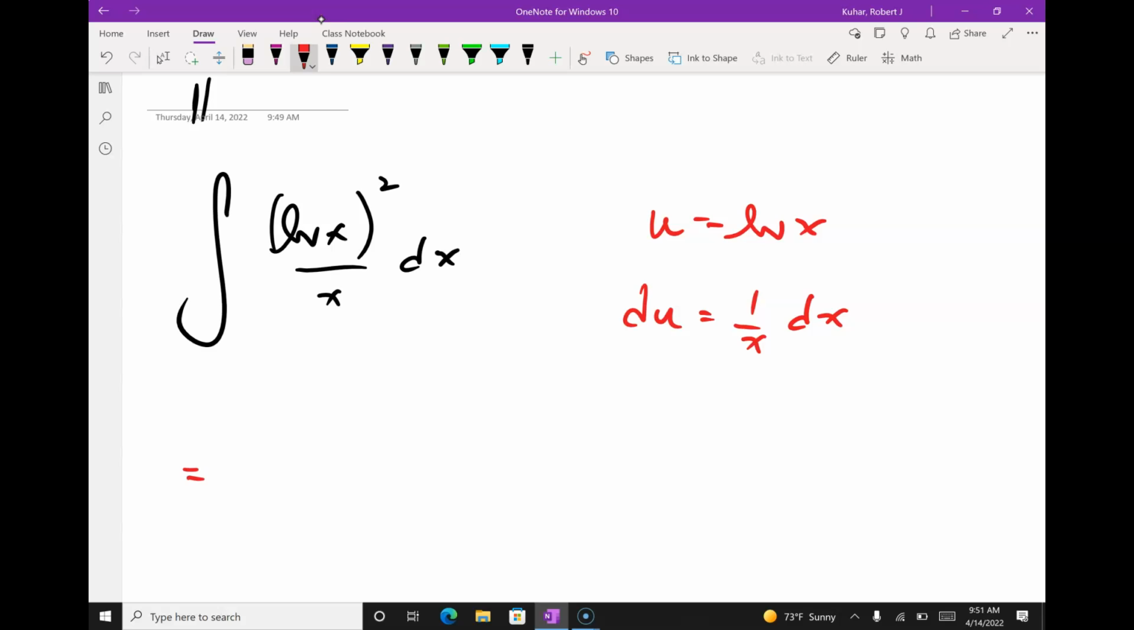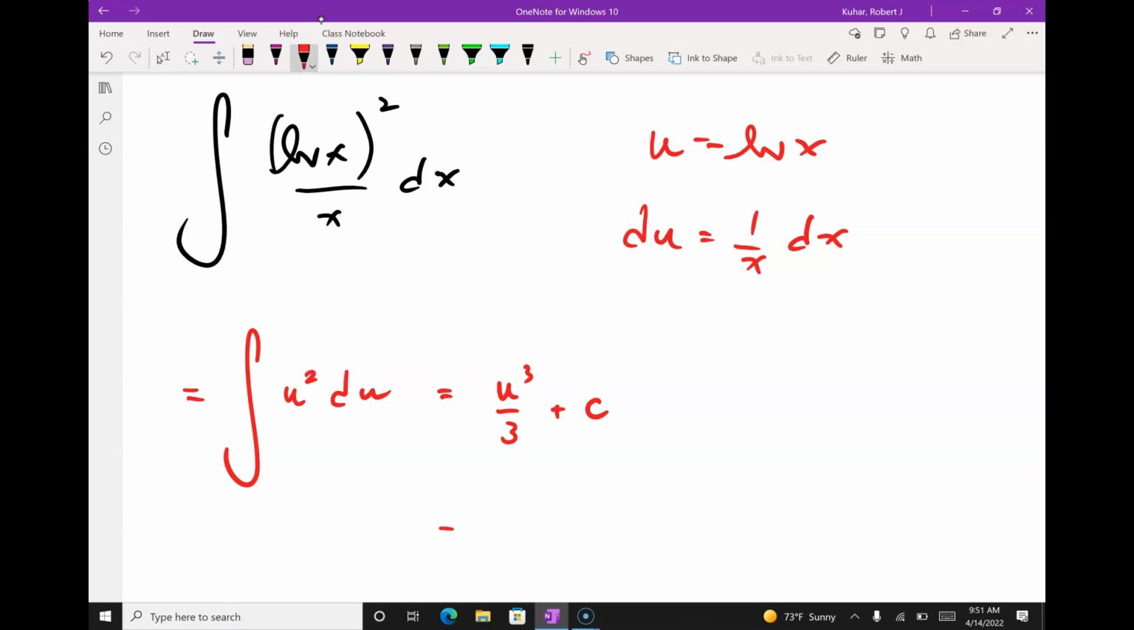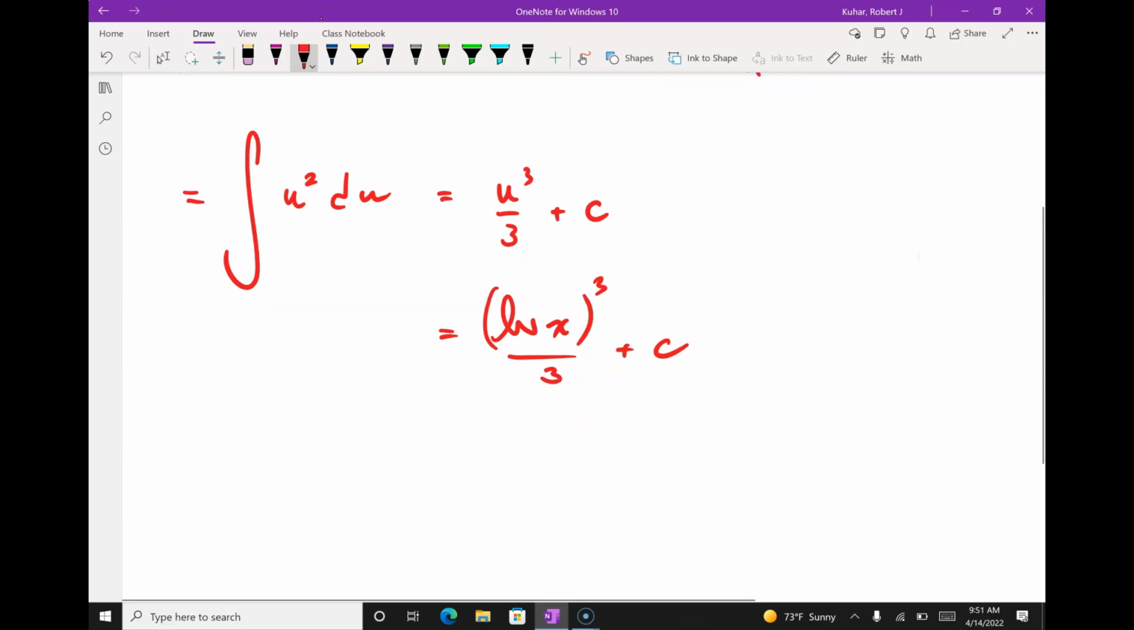So what does my integral become now? Good. u squared du. That's a power rule. Oh, that's easy. The answer is u cubed over 3 plus c. But what is u? ln x. So ln cubed x over 3 plus c. Easy. This is easy.